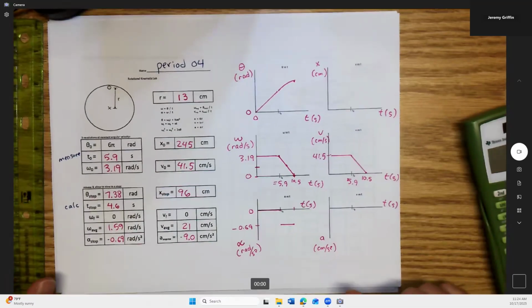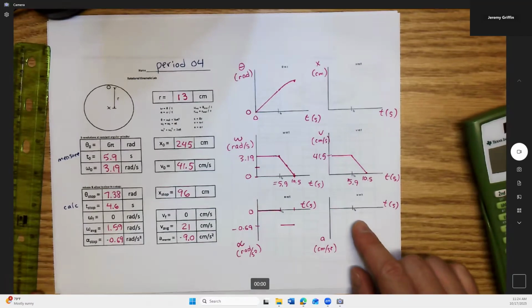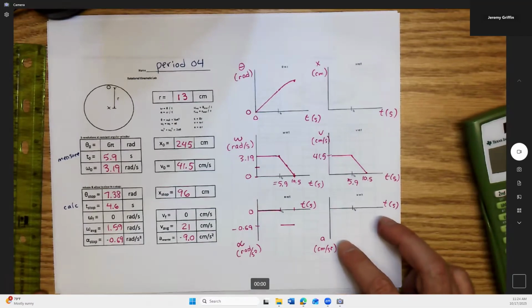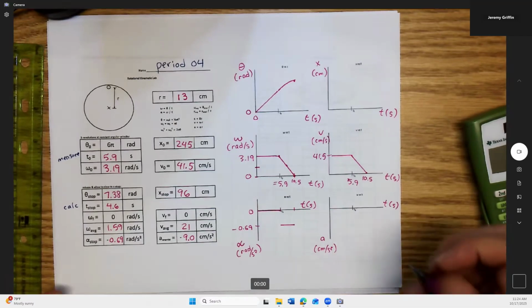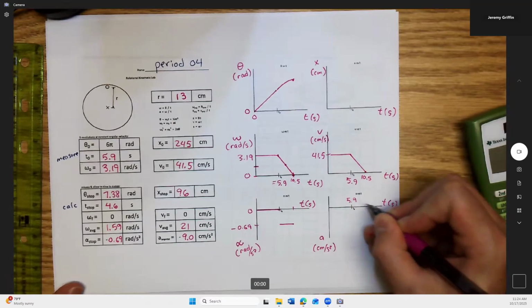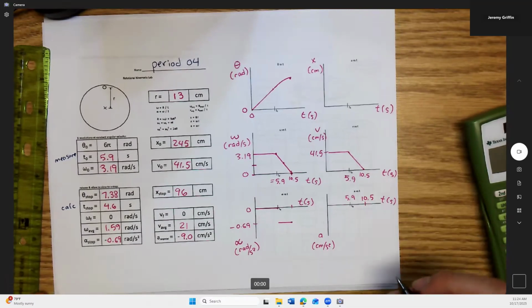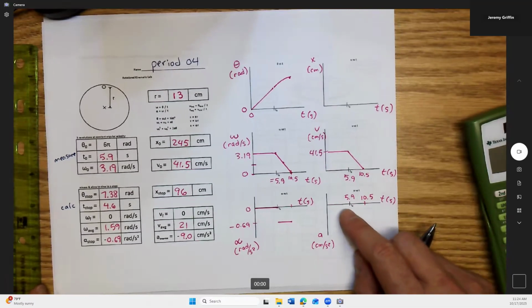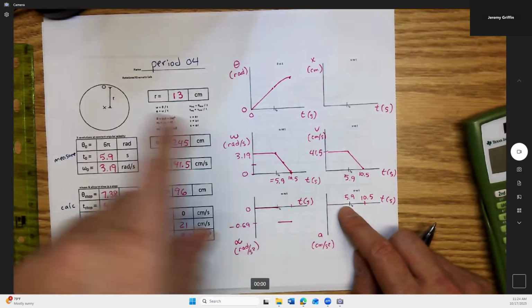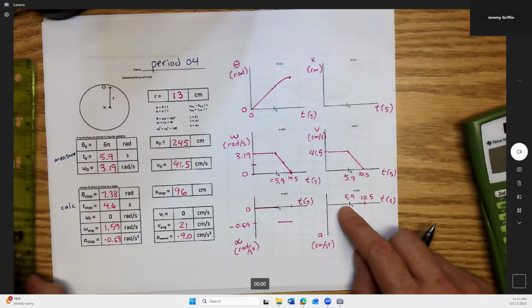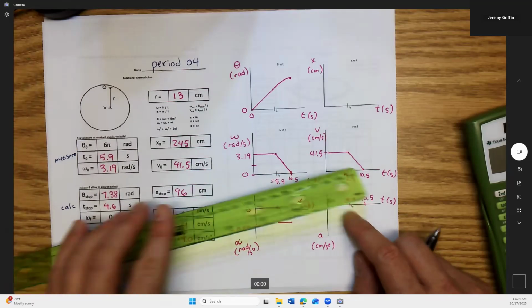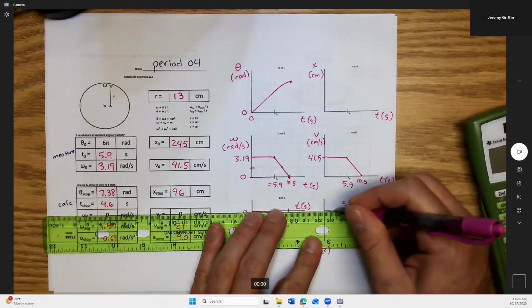How about acceleration versus time? So we got the variables and units already labeled. So I'll put 5.9 seconds here. Maybe there's something special happening at the very end mark, 10.5 seconds. Guys, what was the linear tangential acceleration while it was going at constant angular velocity? Was there any? No, because it wasn't speeding up or slowing down. So this is just zero.